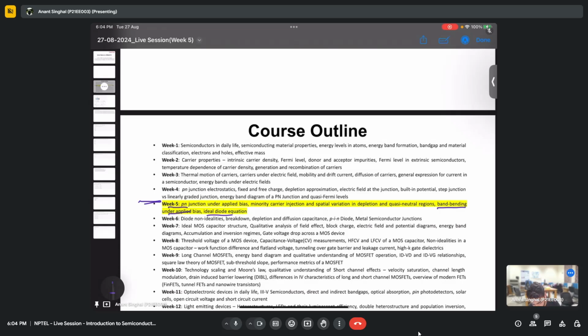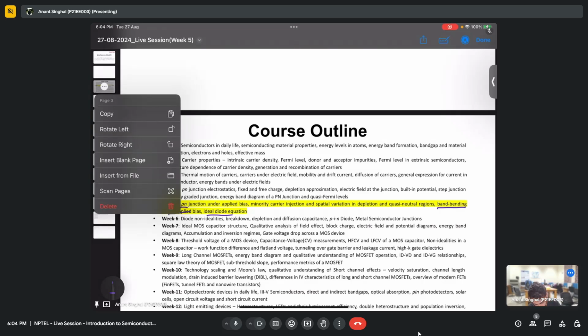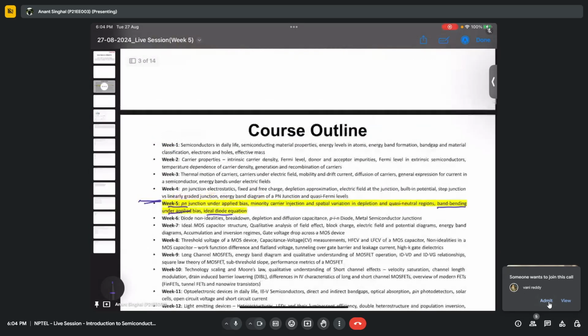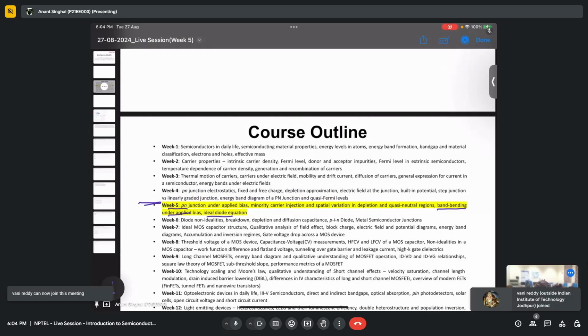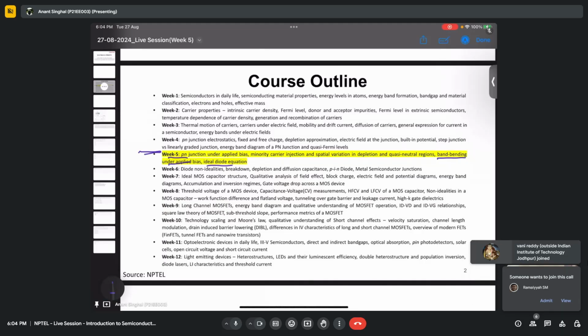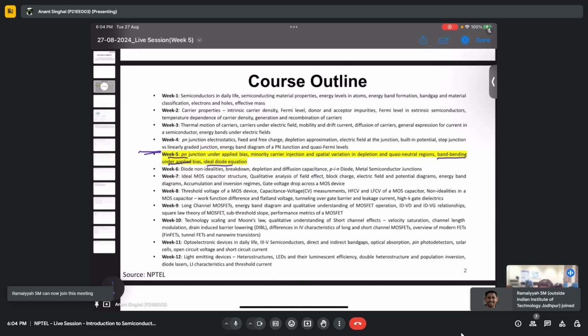So is there any particular doubt from last week? Do you remember everything, like how to make a band diagram? If you have any doubt, you can ask right now, because that will be helpful for you in solving these problems related to week 5. I hope you all already know how to make a band diagram for a PN junction and even for an isotype junction.